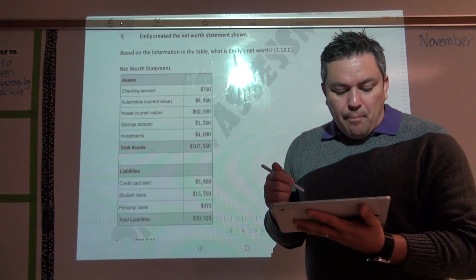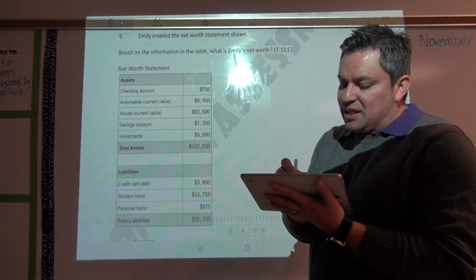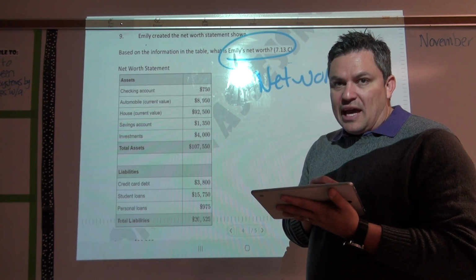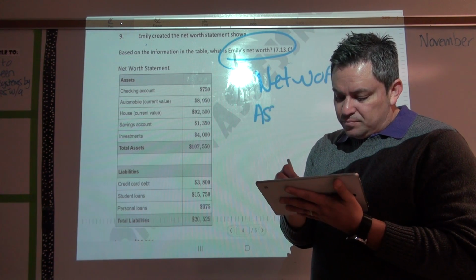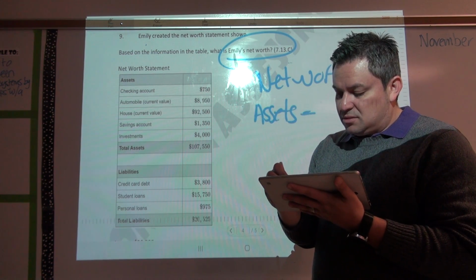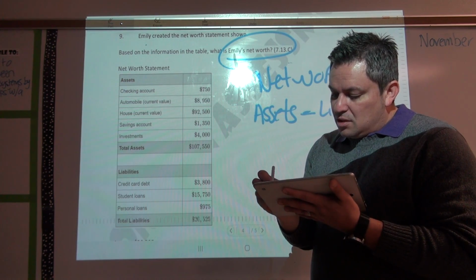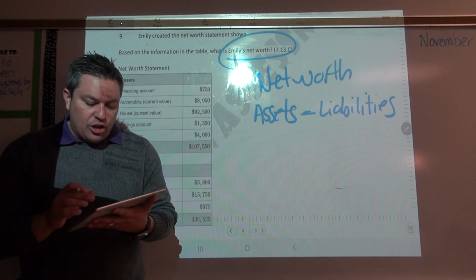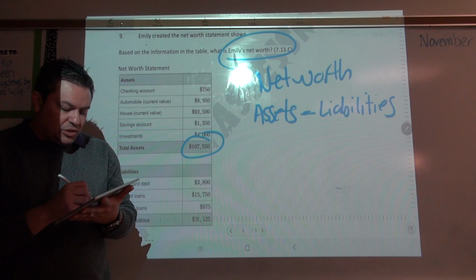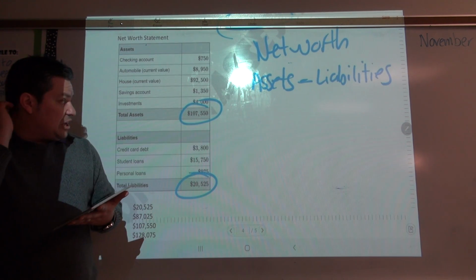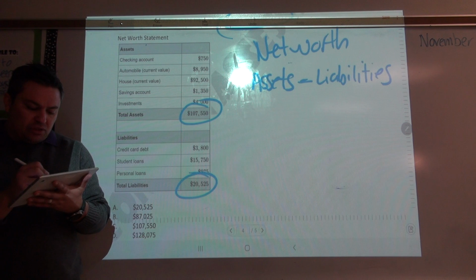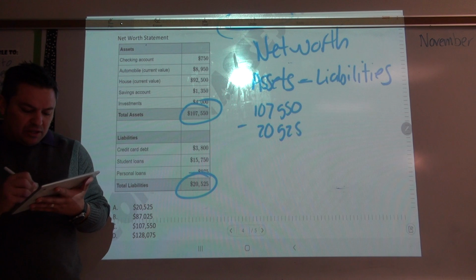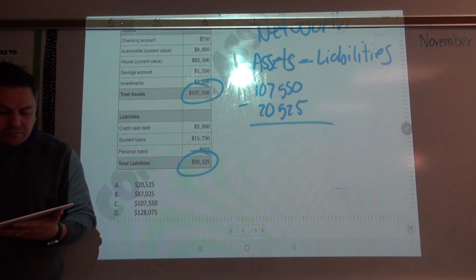Now the question is, based on the information on the table, what is Emily's net worth? To find net worth, it's assets minus liabilities. Now you don't even have to add them because they're already given to you, the totals. So all you have to do was 107,550 minus 20,525. Subtract that and get your answer.